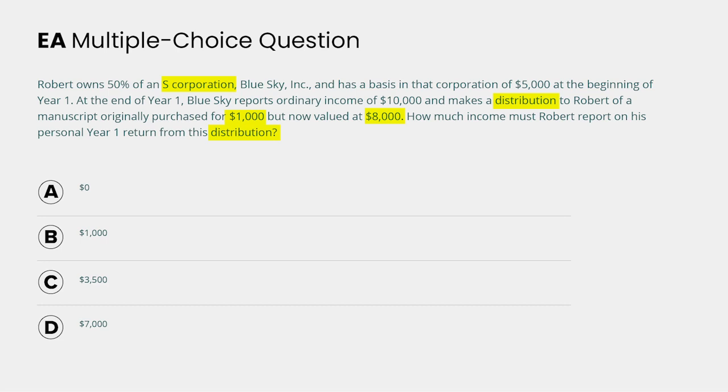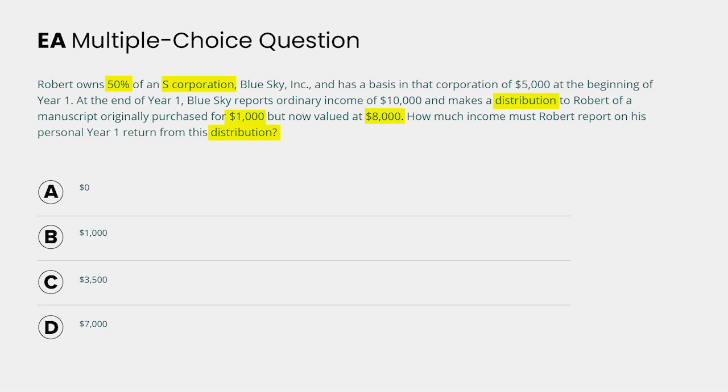Now, Robert owns 50% of that S corporation. So everything is allocated based on your ownership, which here is 50% for Robert. So this question is a real simple one. All you're doing is determining, with respect to the distribution, how much income Robert has to report with respect to that transaction. And the answer is, we take the $7,000 gain the corporation has to recognize, we take 50% of that, and the correct answer here is C, $3,500.